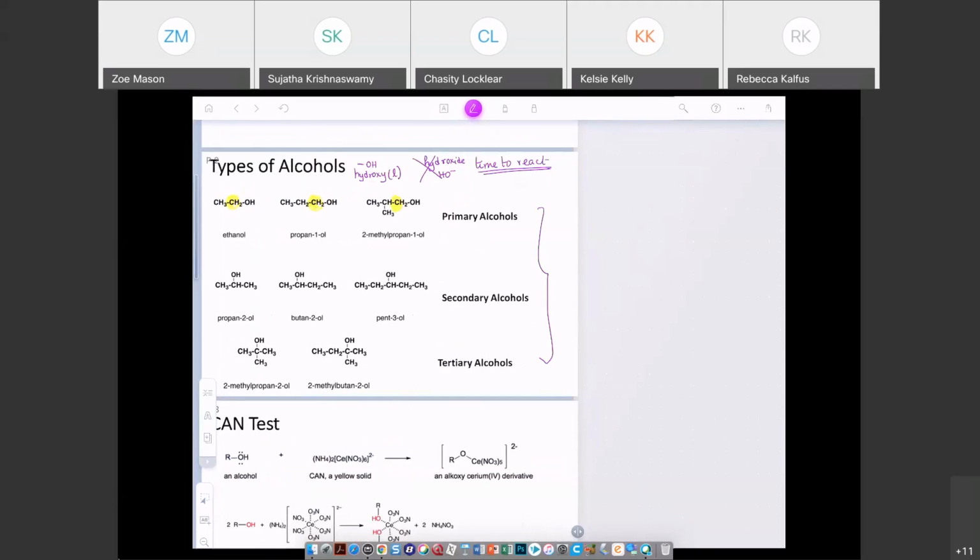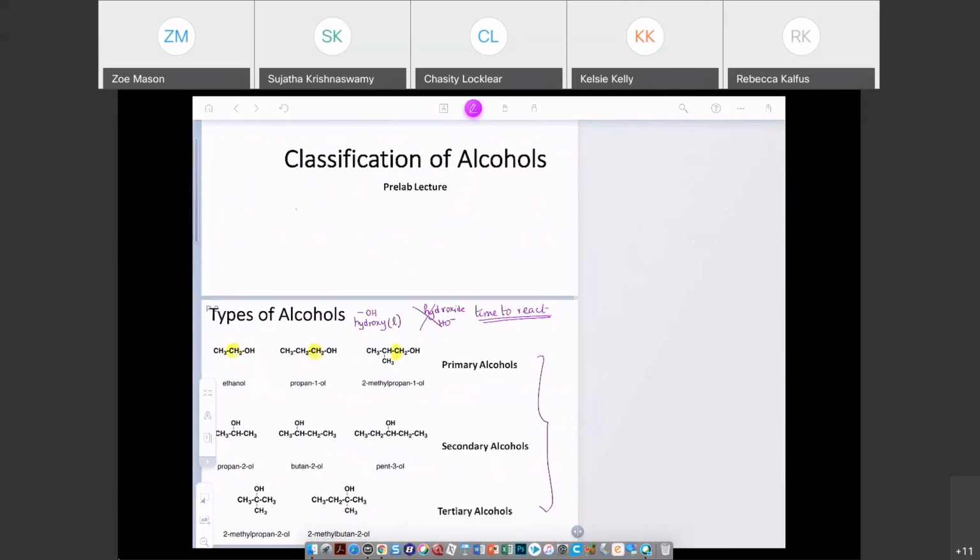Apart from these three types of alcohols, you have a fourth type, which are called the phenols. If a hydroxyl group is connected to the benzene ring, it's called a phenol. This is the functional group carbon. That carbon is actually connected to two other carbons, but it's never considered a secondary alcohol. It is just considered a phenol.